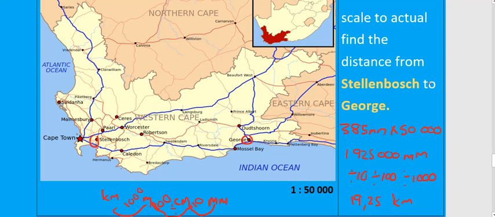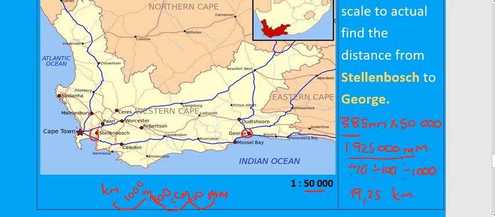So let's repeat. If you are given a ratio scale and you are expected to use that scale to find the real distance, you first need to take your ruler, measure from one place to another, whichever places they're expecting you to find, and then whatever measurement you get, in this case we got 385, you would multiply that measurement by the scale that's been given, in this case 50,000, to get your real distance. And the final step would be to convert that distance to kilometers.